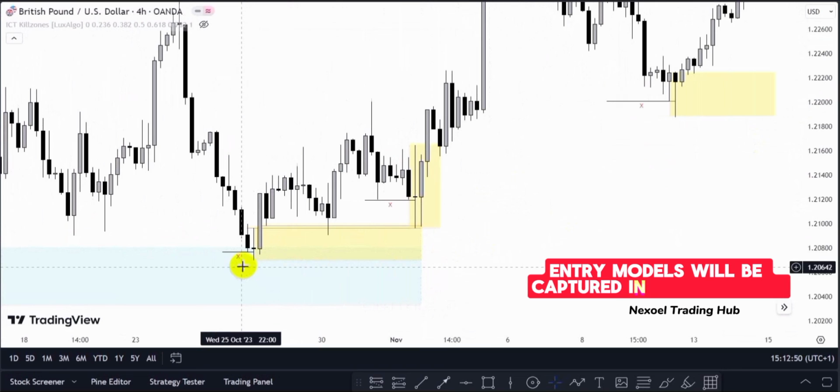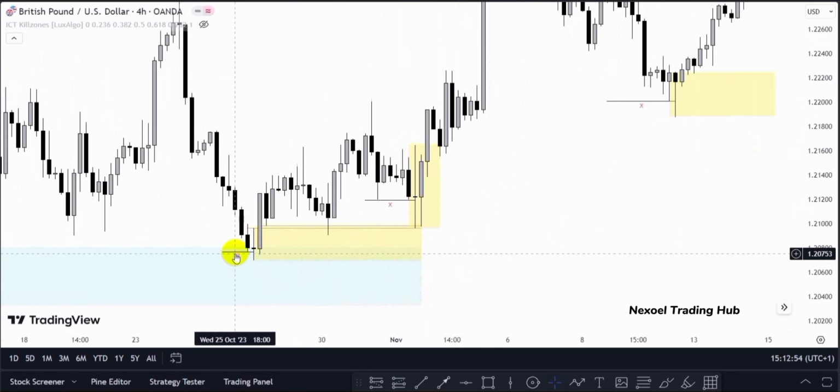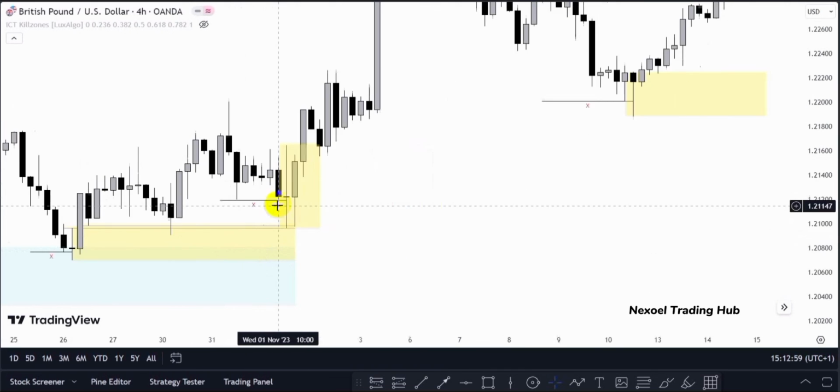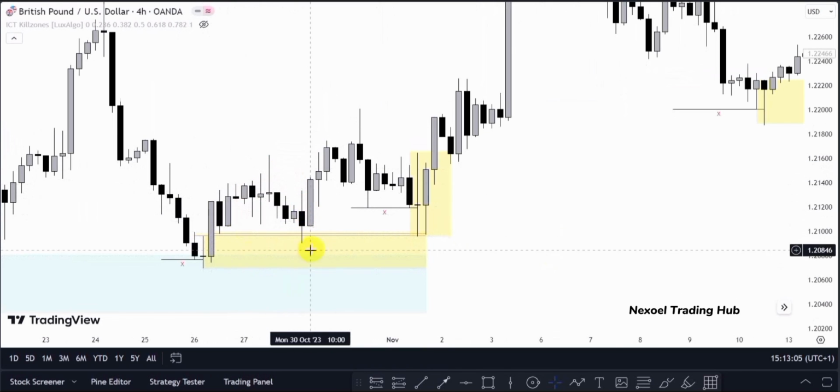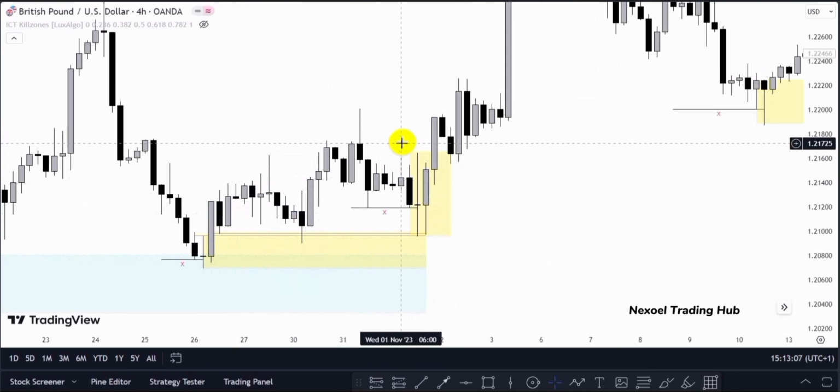I'm going to gradually take this journey and then we'll come into entry models. So price raided this low here, and then you see price push to the upside, creating the imbalance from the high to the low of this candle. So you can see price return, tapped into it, and then we have a push to the upside.